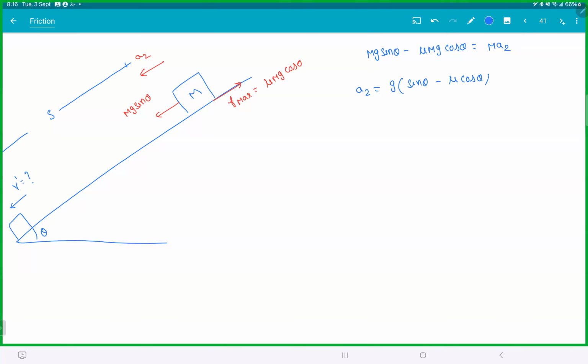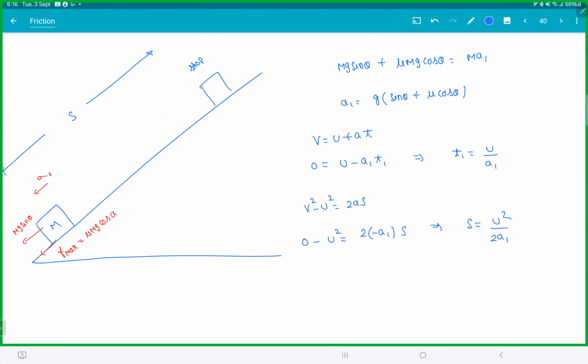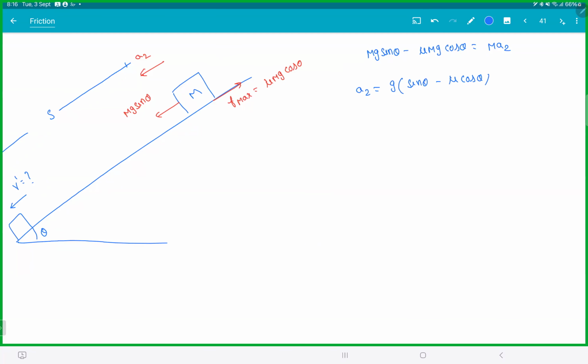So you can't write v is equal to u plus at here. Luckily, it stopped here, so v was 0. So you wrote this and you got the time. Here you can't write v is equal to u plus at because you don't know it is going to stop.